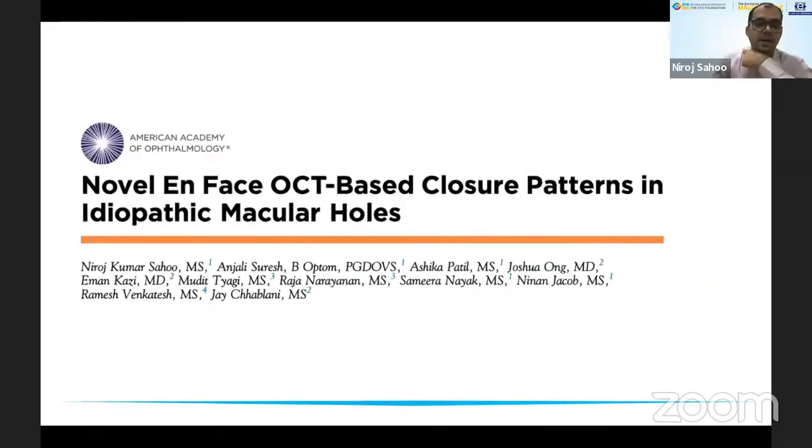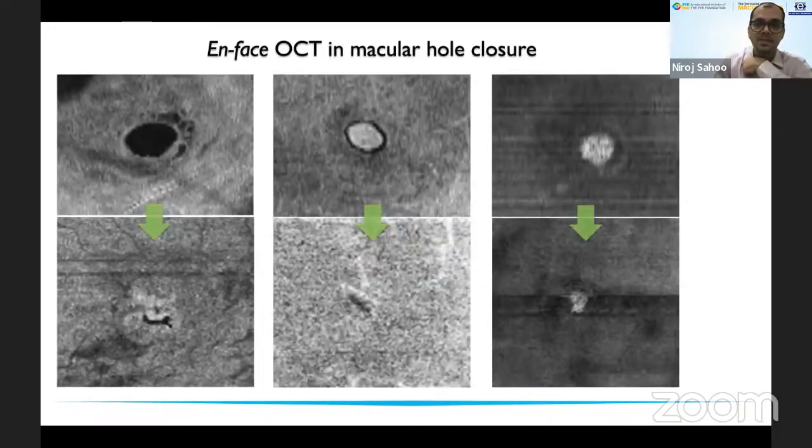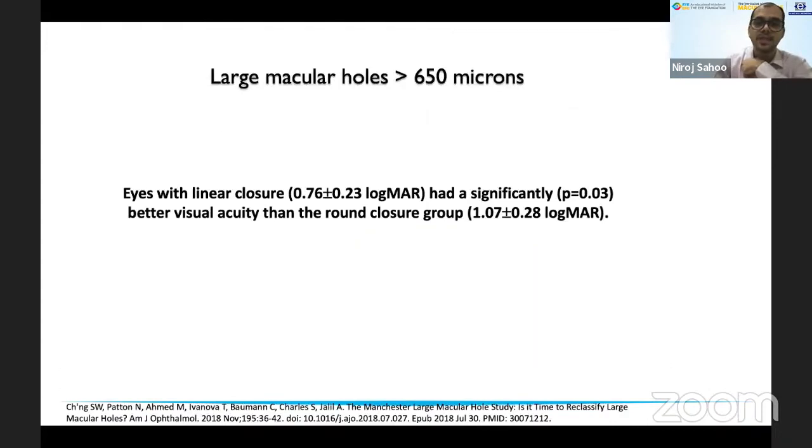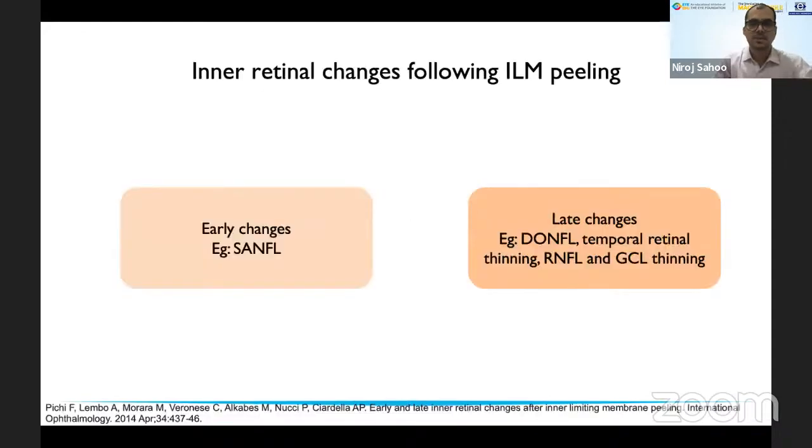I'd also like to highlight a much more recent classification that we have described, based on en face OCT. Either it is a linear, a round, or a centripetal closure. As you can see here in the photographs, a much more oval orientation of the hole at baseline resulted in a linear closure, while a round hole resulted in a round type of closure. So this is how it looked pre-operatively and post-operatively. We found that eyes with linear closure had much better visual acuity than the round closure group in eyes more than 650 microns. But this was not true. There was no difference in eyes which had less than 650 microns hole size.